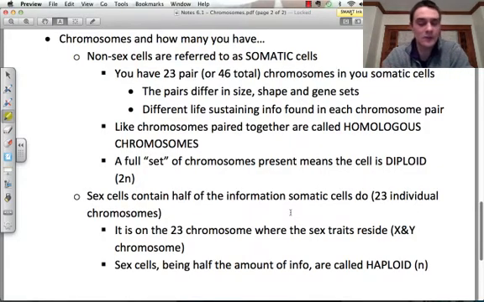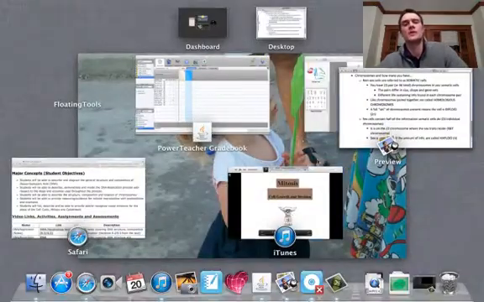And the actual information that tells you what gender you're going to be is found on the 23rd chromosome. So you're either possessing an X chromosome or a Y chromosome there, and that's going to be the determining factor on whether you're a boy or a girl. All right, so let's get to some diagrams here.